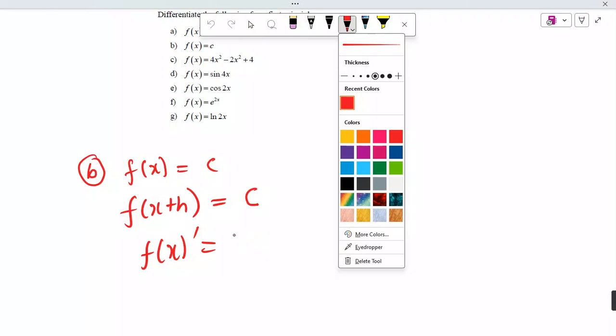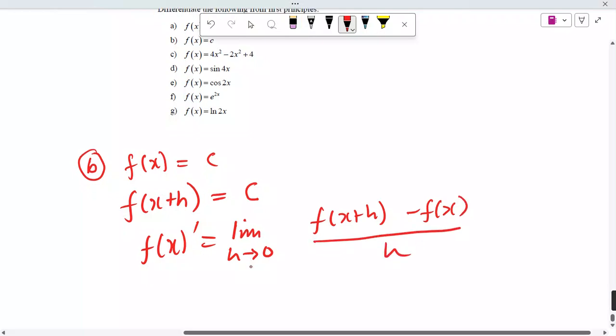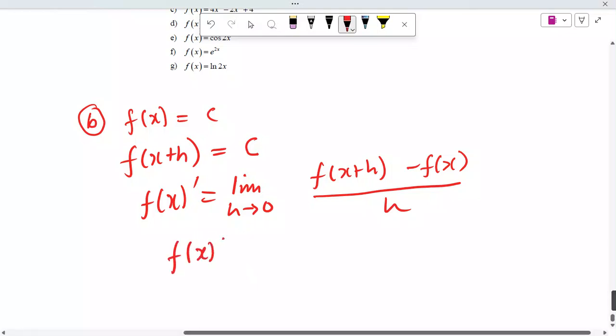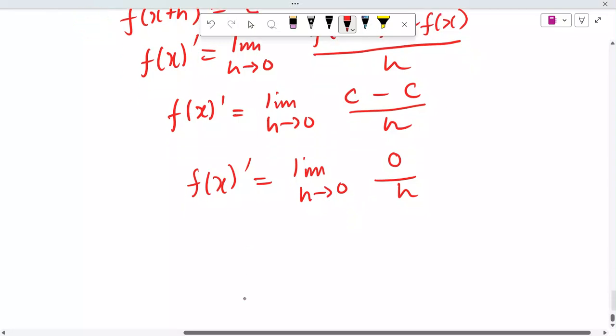Okay, so we're here. So the formula is limit as h approaches 0 f of x plus h minus f of x over h. Okay, so let's put our values. Limit as h approaches 0, f of x is c, minus what is f of x, also c, over h. Okay, so limit as h tends to 0, c minus c will be 0 over h. So 0 divided by any number is 0. Hope you guys know that.